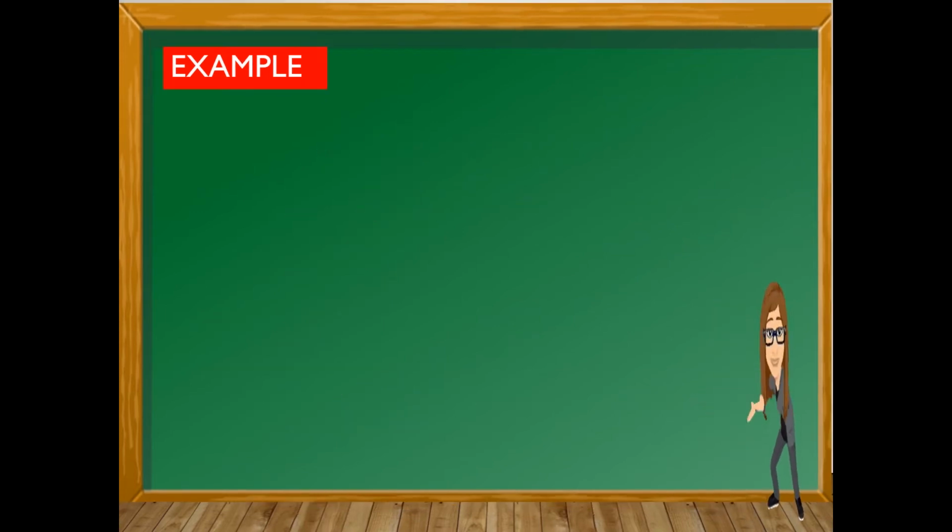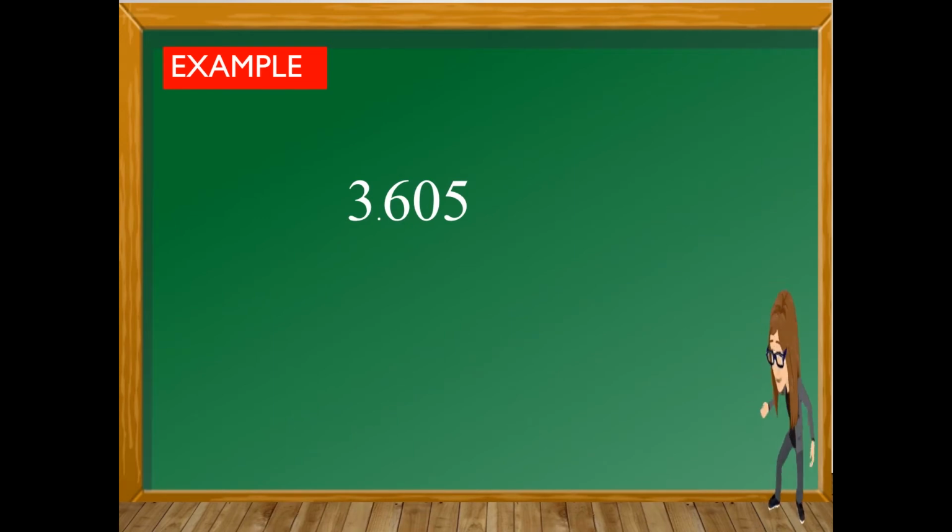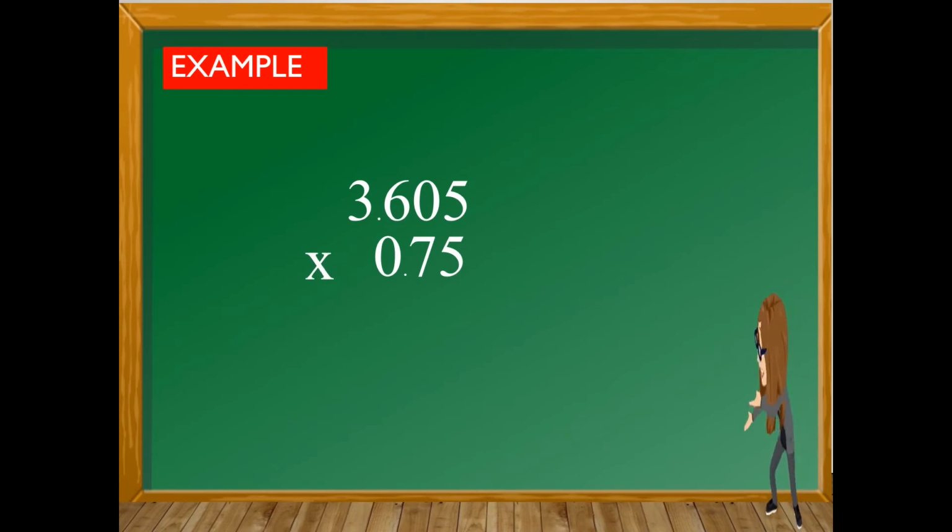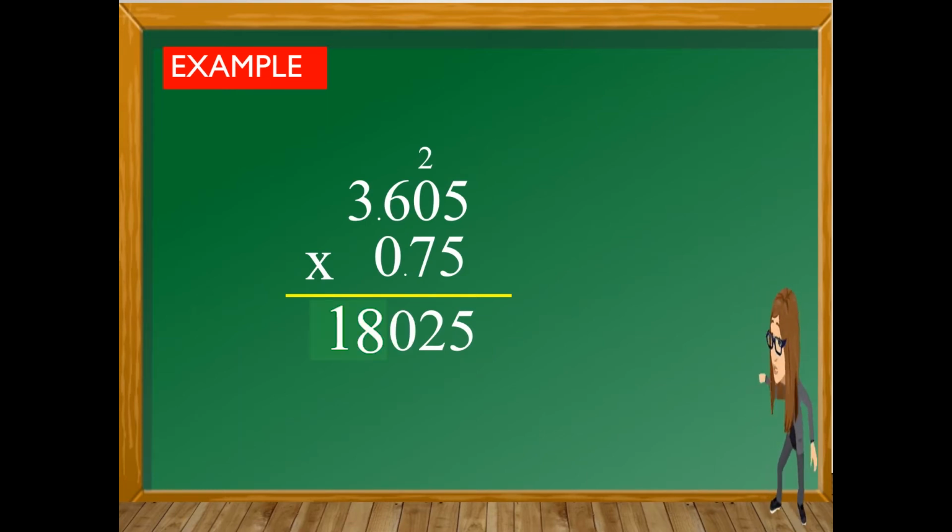Okay, another example is 3 and 605 thousandths multiplied by 7 and 5 hundredths. So 5 times 5 is 25, carry 2, 5 times 0 is 0 plus 2, 2, then 5 times 6 is 30, carry 3, then 5 times 3 is 15, plus 3, 18.